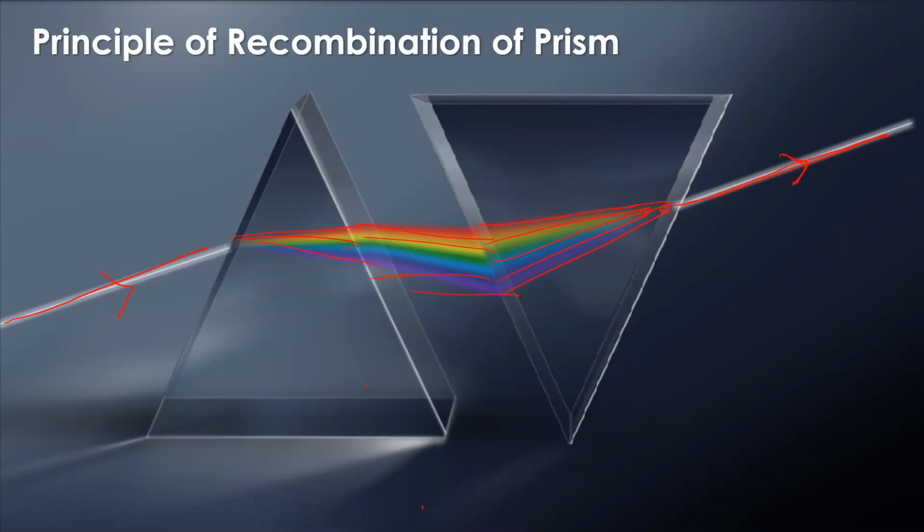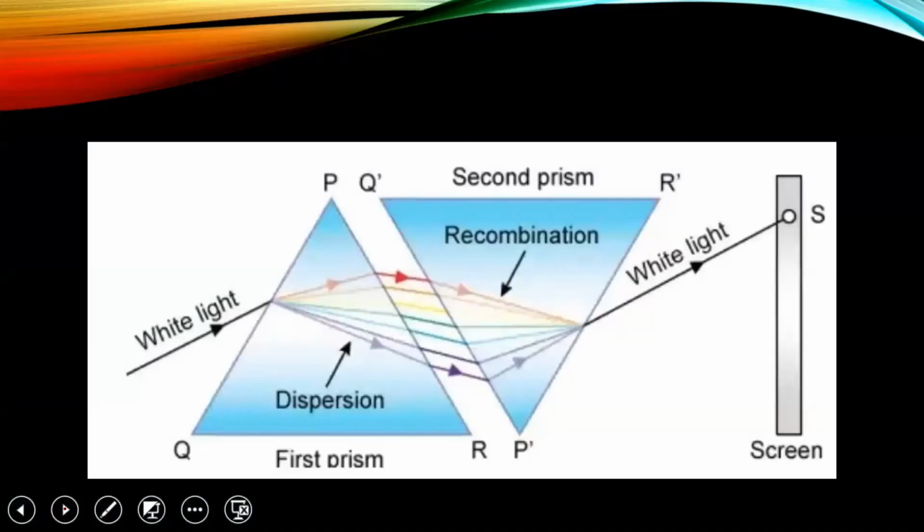Right? So this entire principle is called the principle of recombination, discovered by Newton. A question mostly comes as: show the diagram or explain the phenomenon of recombination of white light done by Newton. So you can draw this diagram.